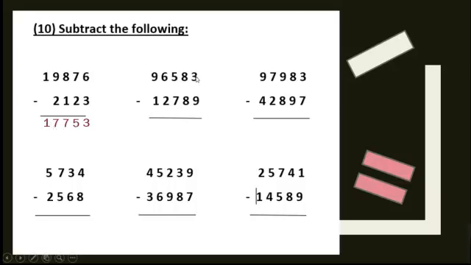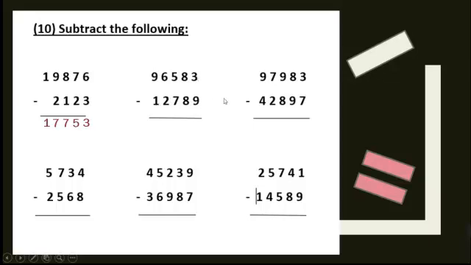Next one, I will start also from the units. And I will say 3 minus 9. Not 9 minus 3. Not the greatest minus the smallest. No, the up must be minus the one down. Okay? 3 minus 9. Not 9 minus 3.